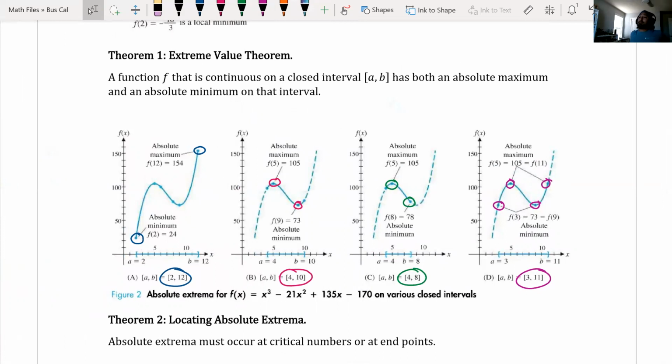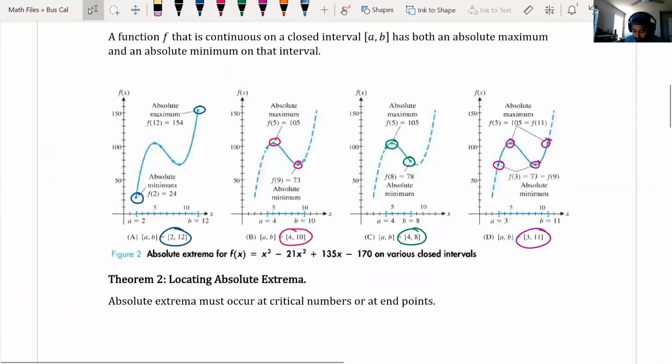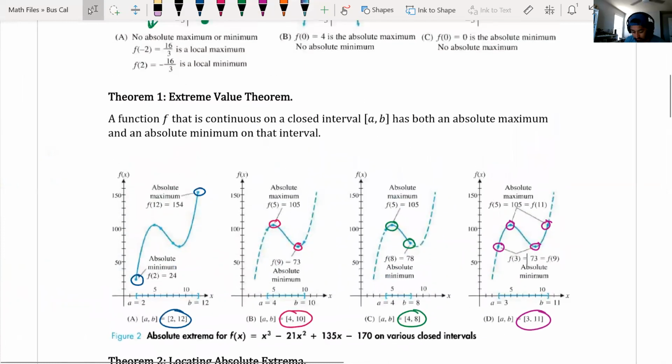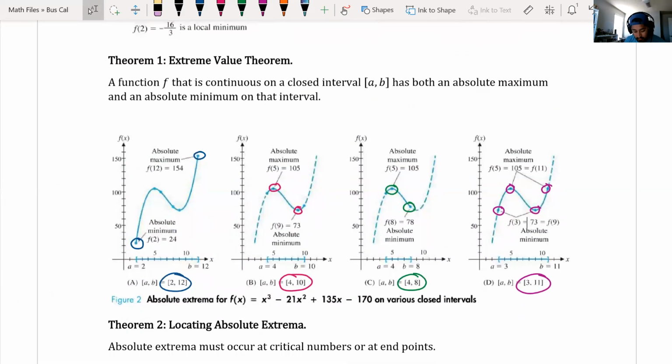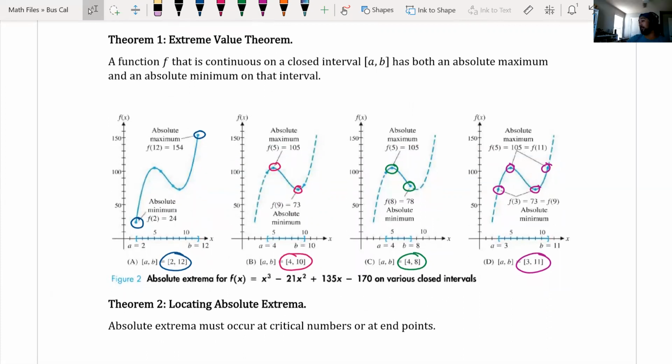Yeah. Go ahead, Brian. I'm sorry. Oh, okay. Sorry, Chris. I was just gonna ask, how can we tell when it's gonna be the absolute maximum? Like, it's gonna be 105 once it moves, like you were showing us there, to 4 to 8. What ties it into that? How will we actually find those without looking at a graph? Exactly. Good question. That comes up next.